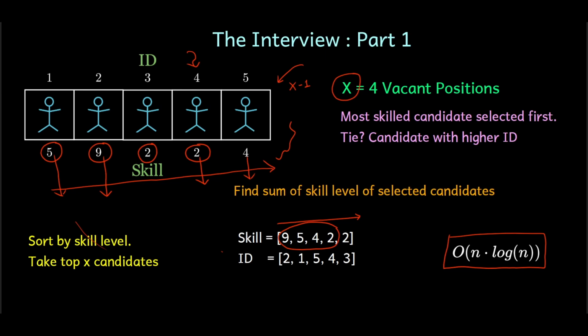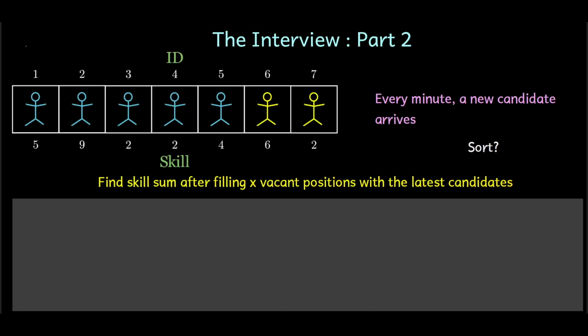Now, this variation of the problem is pretty easy. So let me make it a bit more difficult for you. Let's assume that the pool of candidates is not static. That is, every minute a new candidate will arrive in the pool. In this figure, the yellow candidates are the new candidates that have just arrived.